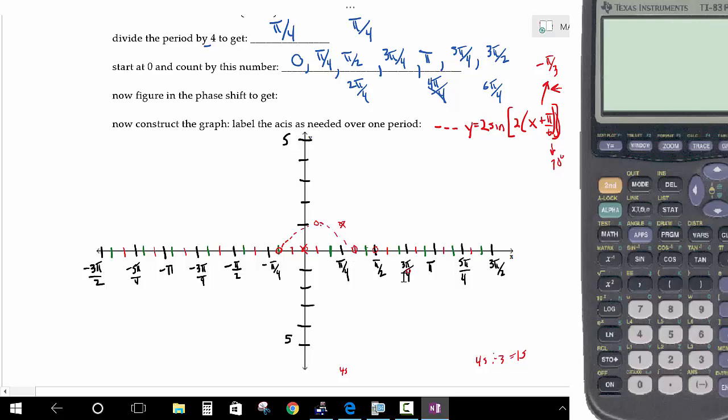So this next point is going to phase shift to here. So that takes care of that. This one phase shifts here. And then once you get the pattern on this, you can tell where the rest of them go. So go 1, 2, 3 notches. This point's going to go there. 1, 2, 3 notches, that point goes there. And 1, 2, 3, this goes here.